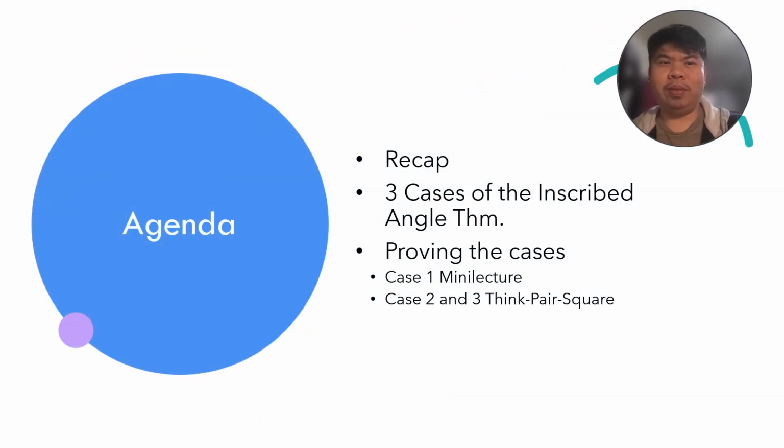For today's agenda, we will first do a recap of the inscribed angle theorem, then we will talk about the three different cases, and for the lesson we will be proving case 1 together, and then you'll be proving cases 2 and 3 with your peers through a think pair square.